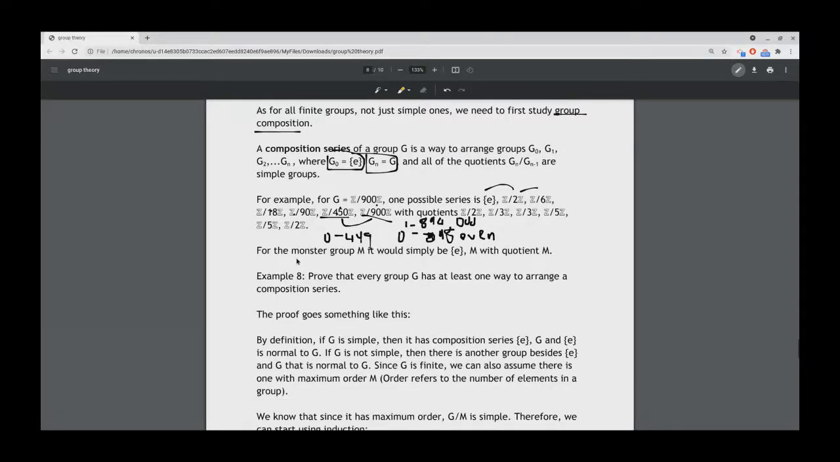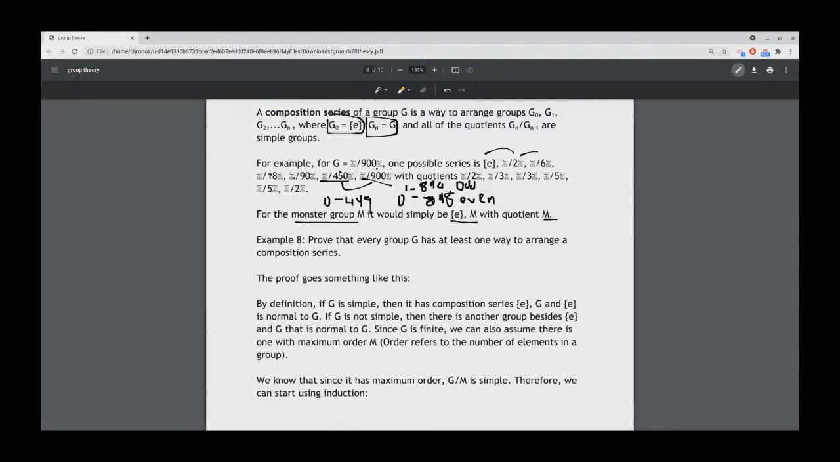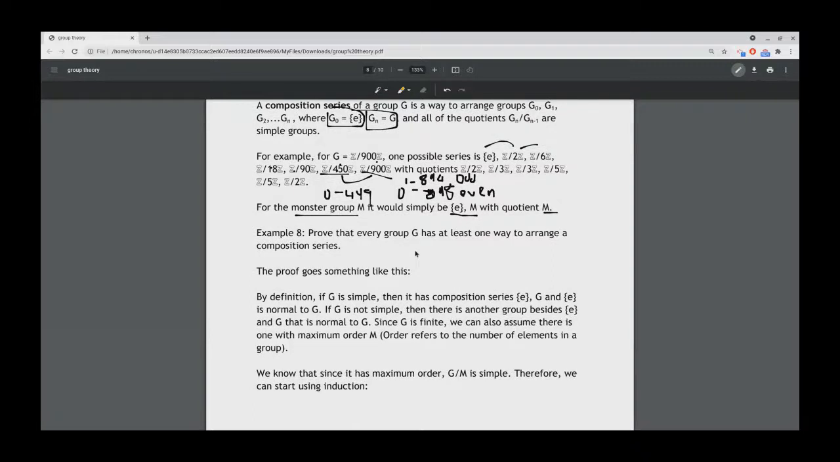And for the Monster group M, since it's simple, it would literally just be E and M with the quotient M, which is a simple group. So that's how it is for all simple groups. And I just use it as an example because, well, it seems fitting. Prove that every group G has at least one way to arrange a composition series.